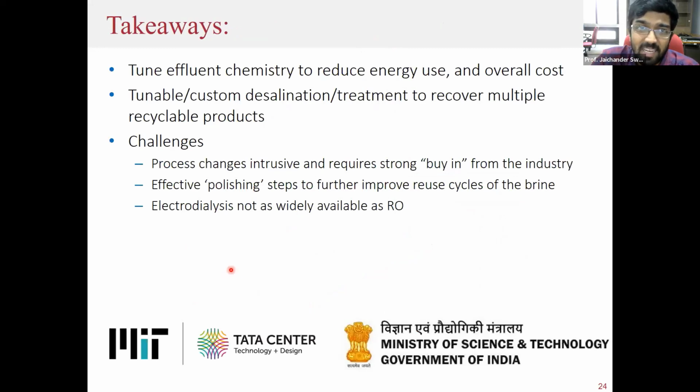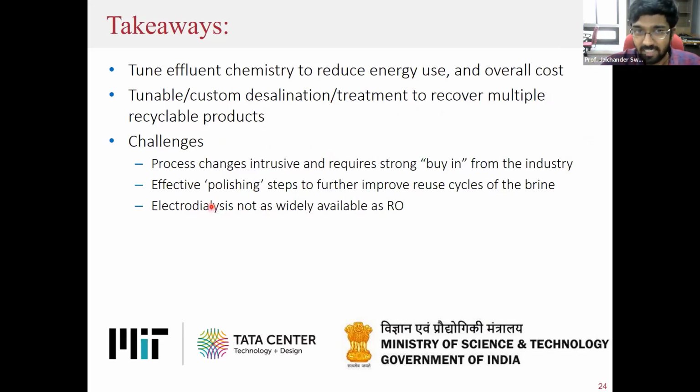So with that, I'll quickly highlight some of the takeaways from this specific study. I think there is scope for tuning the effluent chemistry towards reducing energy use and overall cost in the industrial context, mainly because unlike natural water streams, the choice of salts or choice of chemicals used in the dyeing or the other chemical industries is up to the industries. So that is one point. And the other point is that in terms of treatment, I think there is scope for tunable or custom solutions to recover multiple recyclable products rather than just use normal RO like a hammer.